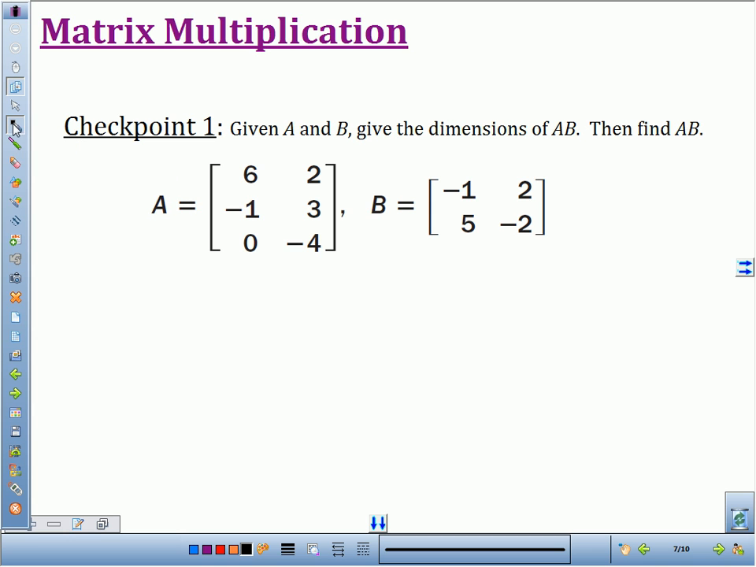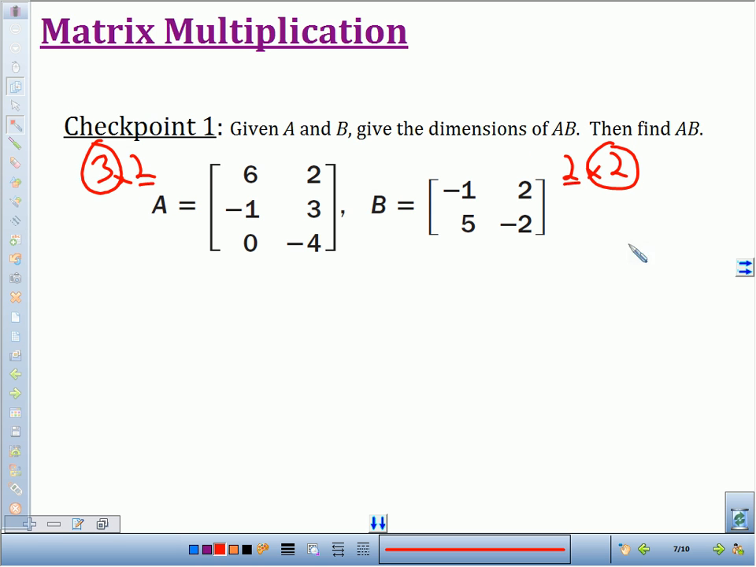All right, so let's multiply this guy out, see what we get. Now I have matrix A and matrix B. I want to first find the dimensions of the product AB. Well, A is 3 rows by 2 columns, so it's a 3 by 2. B is 2 rows and 2 columns, so it's 2 by 2. It is defined because the columns of A equal the rows of B. And our new matrix will be 3 by 2. So our new dimensions will be 3 by 2. That's the first part of our question.